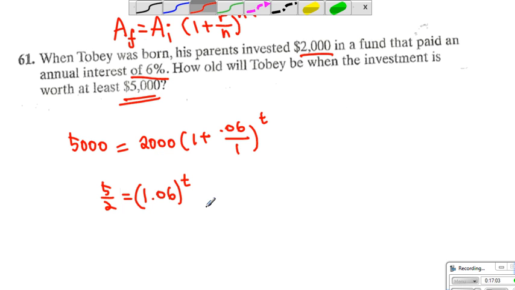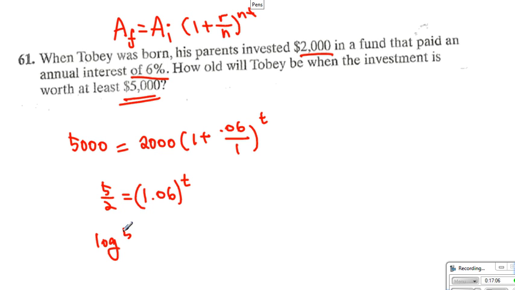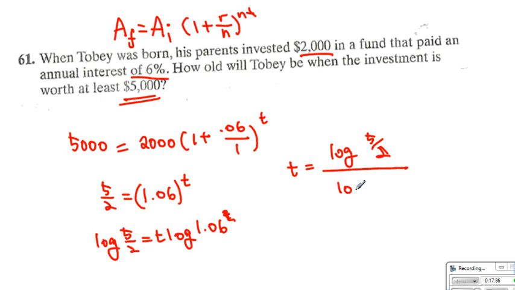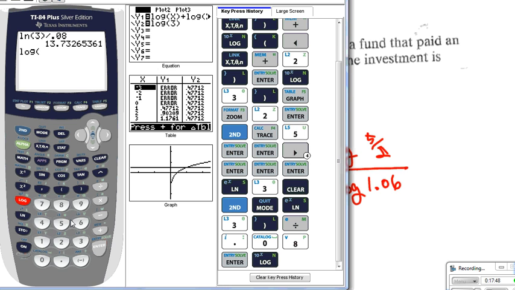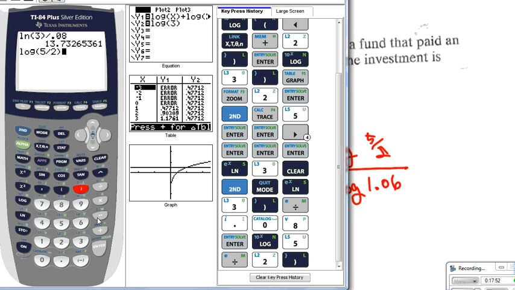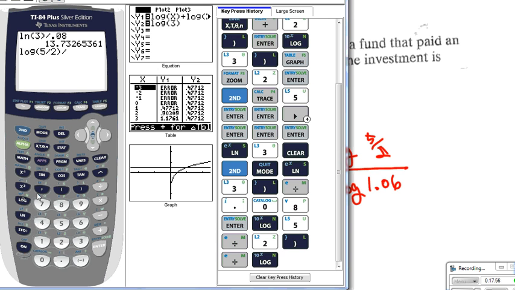Then here we have log of 5 over 2 must be equal to log of 1.06 times t. Now this t can come to the front by the power rule. Then we realize that t is equal to log of 5 over 2, whole thing, divided by log of 1.06. That would be our answer. So log of 5 over 2, entire quantity, divided by log of 1.06.